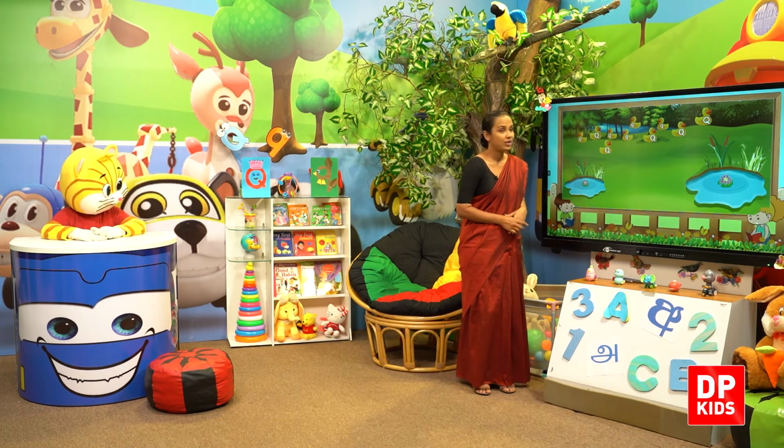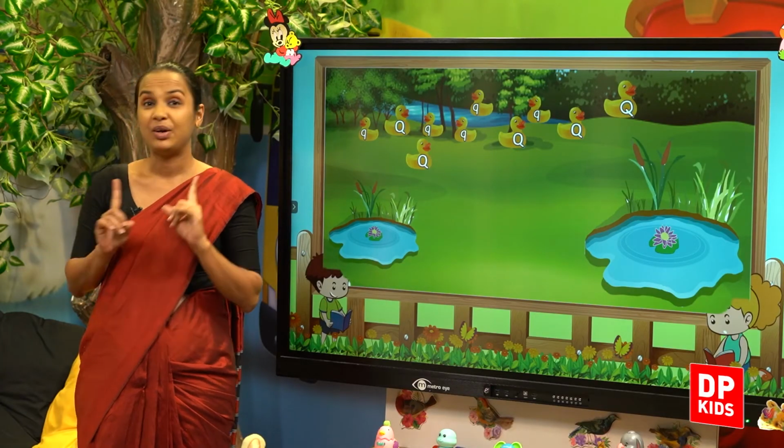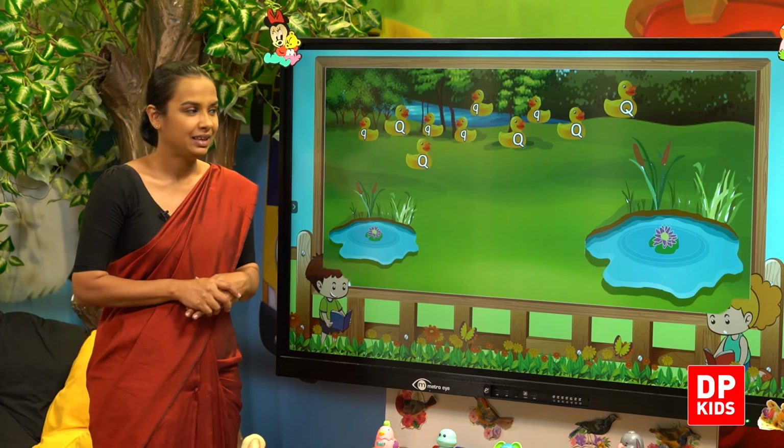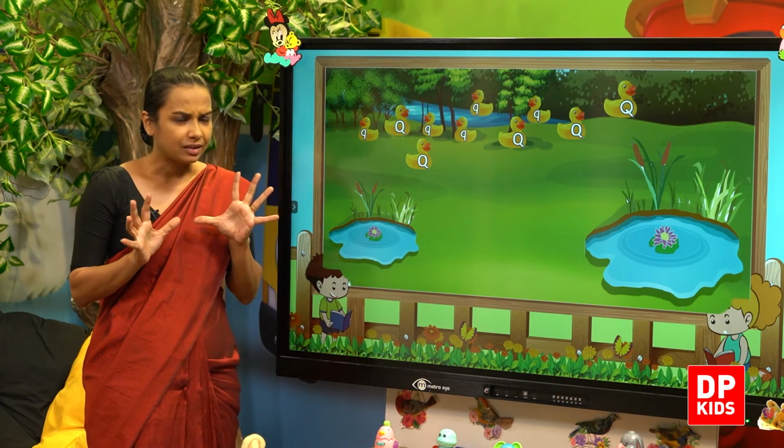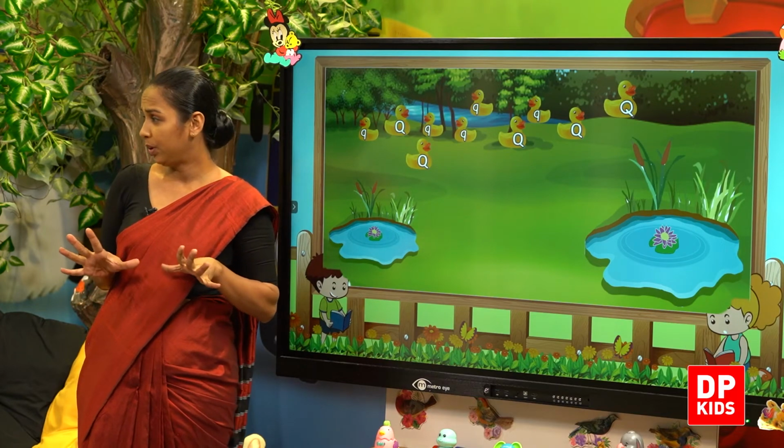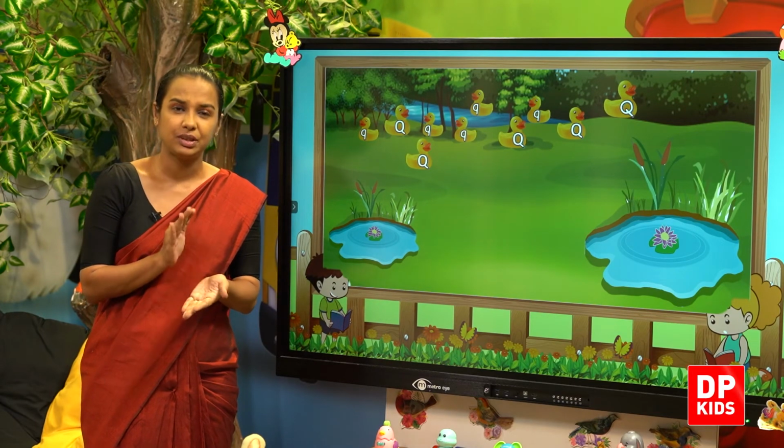So they have Q and Qu on their body. So the big ducks have Q and the small ducks have Qu.